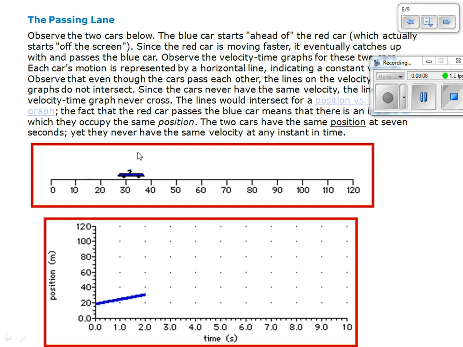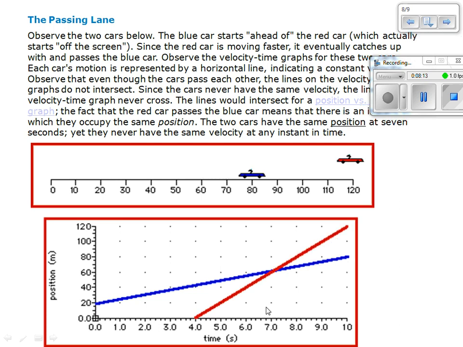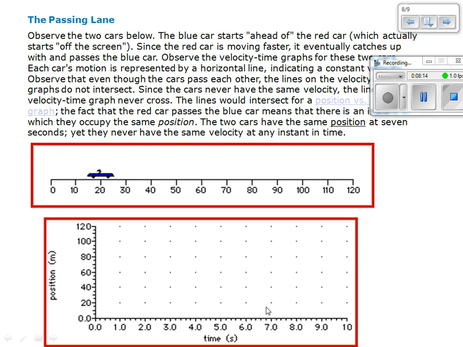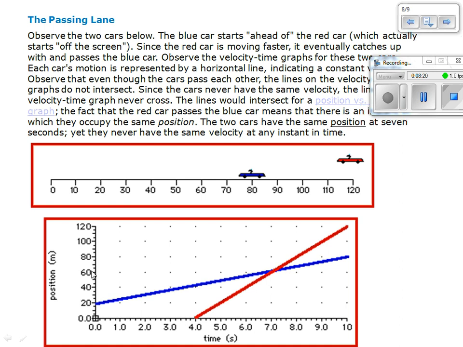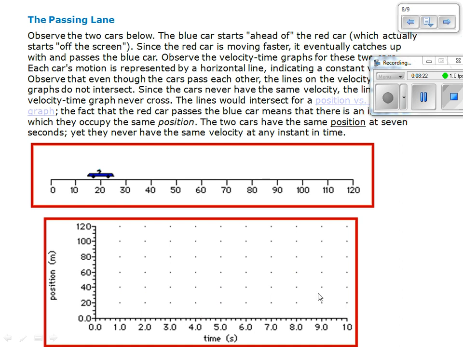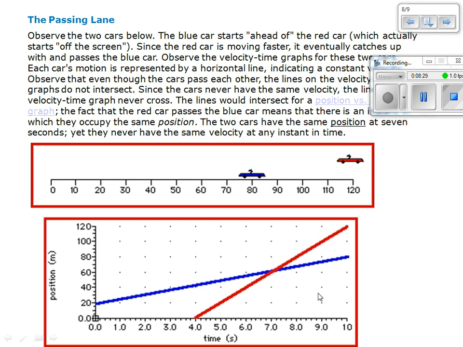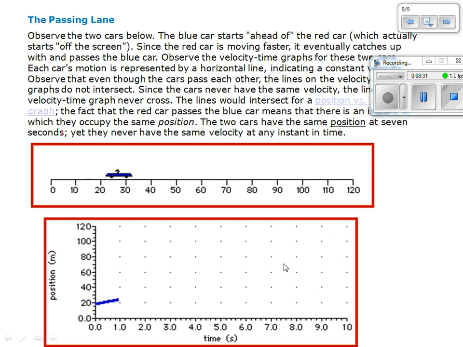From the graph, can you tell me at what position does the red car pass the blue car? At 60, right? This is not time here, by the way. This is the position. So it passes right there at 60 meters. Okay, so you can tell at what time it passes. You can also tell at what position it passes. Can you tell which one's going faster from the graph? The red one that's steeper.